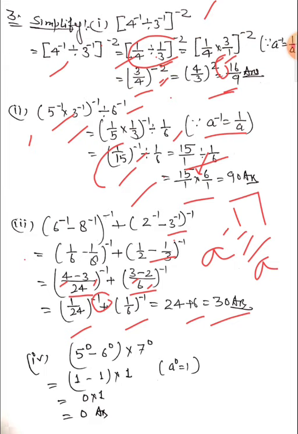Now the last question of today, question number 4. 5 raised to the power 0 minus 6 raised to power 0 multiply by 7 raised to power 0. This is a zero power. You know what is the value of zero power of any number? 1. 5 raised to power 0 is 1, minus 1 multiply by 1, minus 1 minus 1, 0. 0 multiply by 1, then the answer will be 0, because you know very well when any whole number or rational number is multiplied by 0, the answer will always be 0.